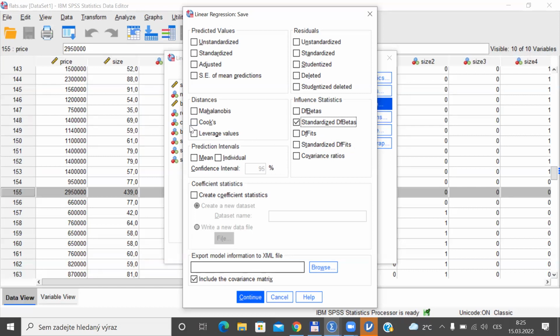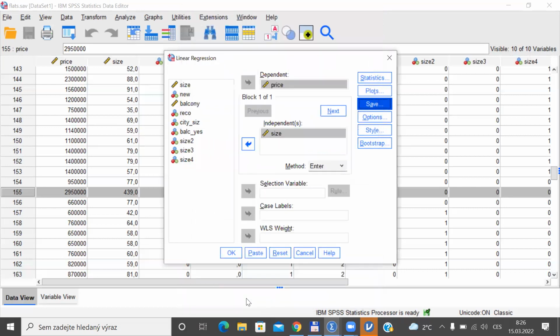We know that another tool for detection of influentials is Cook's distance. You can find it here in the distances part of the dialog for saving. So if you would like to also save Cook's distance in your data, you can do it here by Distances and Cook's distance. So that's detection of influentials in SPSS. Once again, the capabilities of SPSS are much better and broader than for GEMOVI or CHESP.